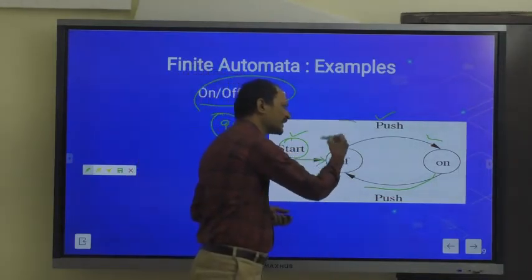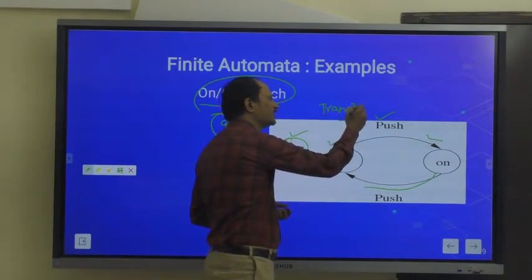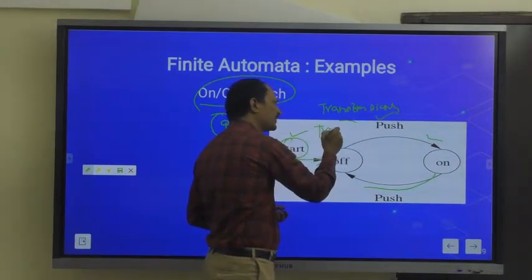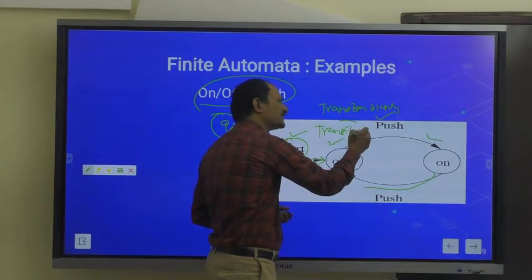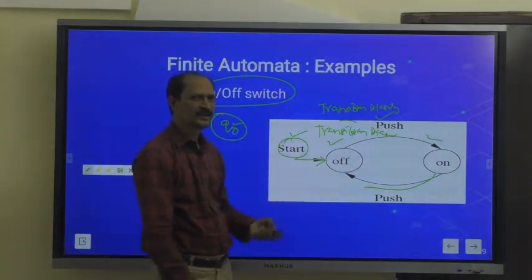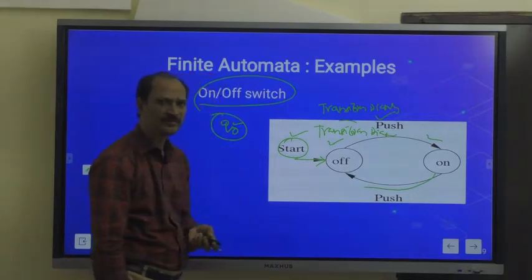This is what is called a transition diagram. We use a word called transition diagram, and this is an example of a transition diagram only. So this is about the state diagram or transition diagram: a simple on-off switch.